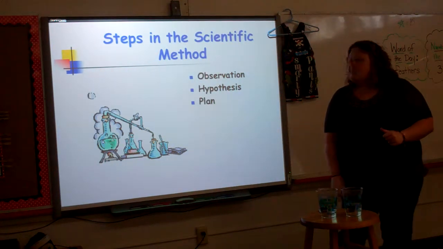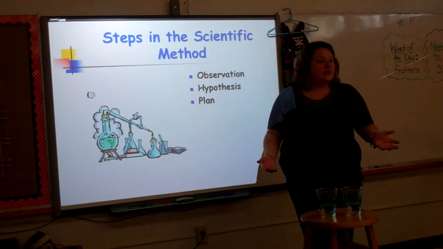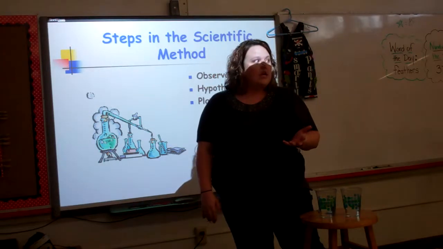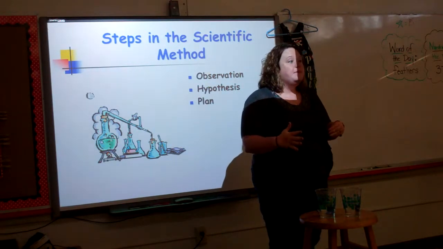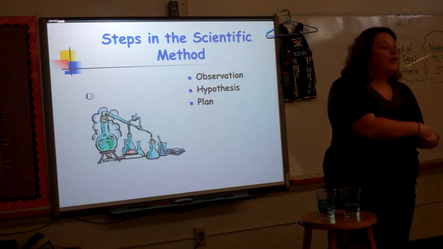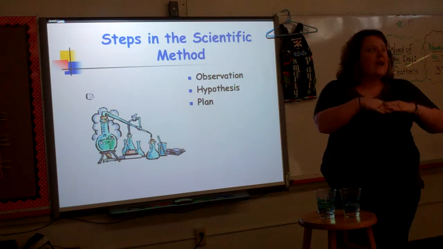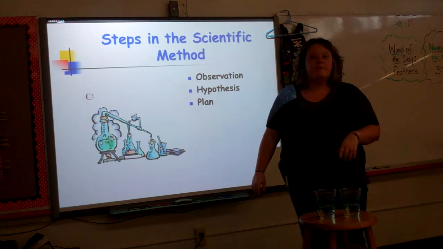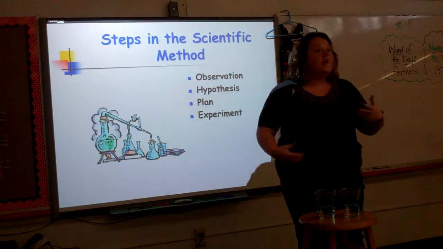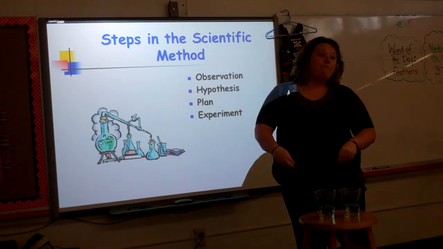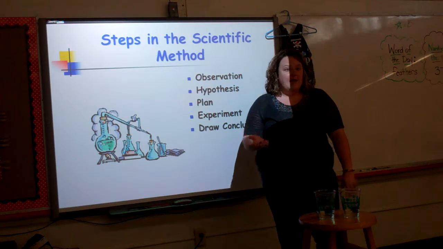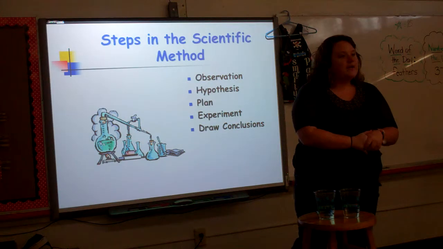Then you come up with a plan or a procedure, step by step, what you do in your experiment. You must follow step-by-step directions so that the next person that comes behind you in order to do the experiment knows exactly what steps they are to follow. Next, you do your experiment. You actually do a hands-on lab. Finally, you draw conclusions based on the data or the information that you get from your experiment.